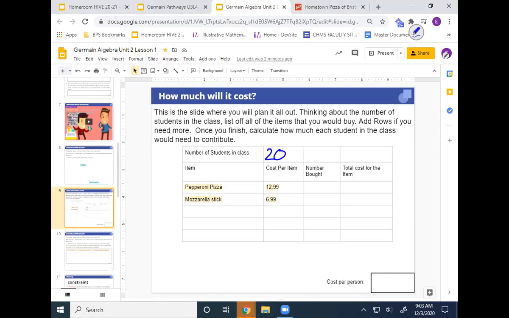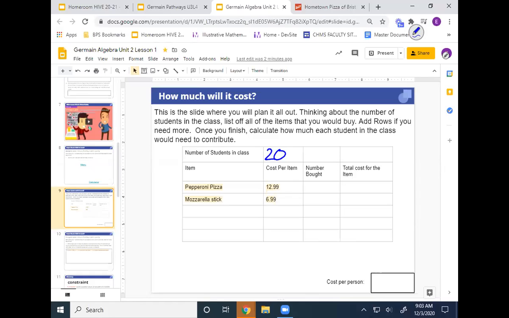I want you to think about how many cheese pizzas you are getting. How many pepperoni pizzas are you going to get? Are you getting a salad or some mozzarella sticks? Because I personally love mozzarella sticks. You're talking about the item that you're buying, the cost per item, the number that you're planning on buying, and the total cost for however many you buy, okay?